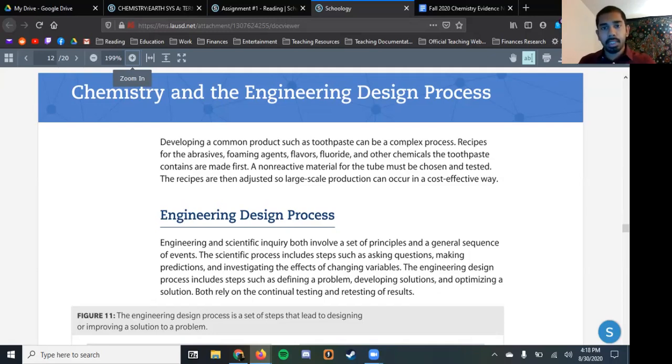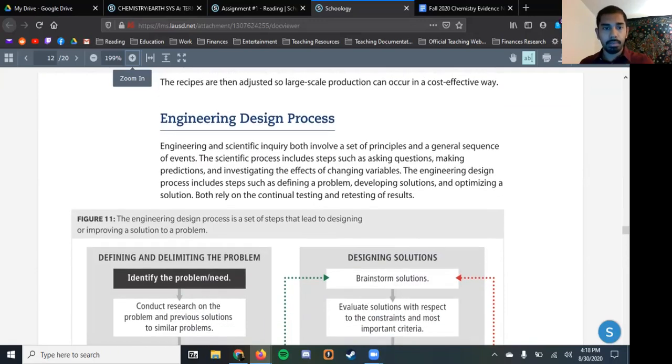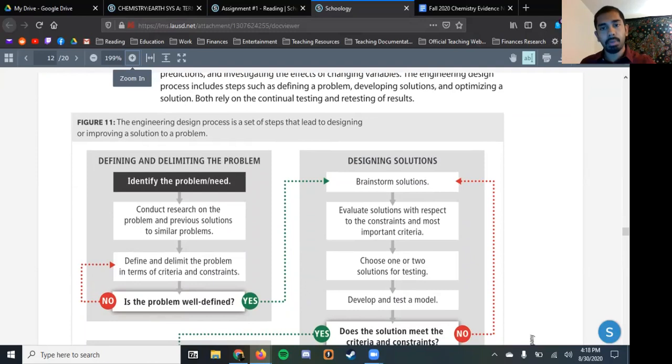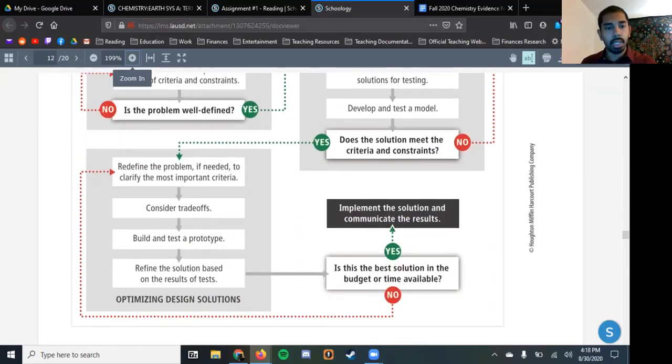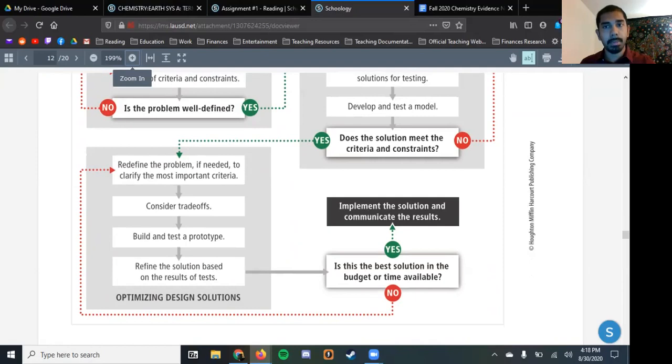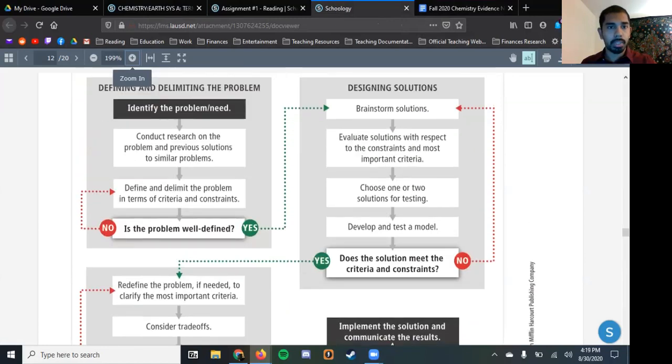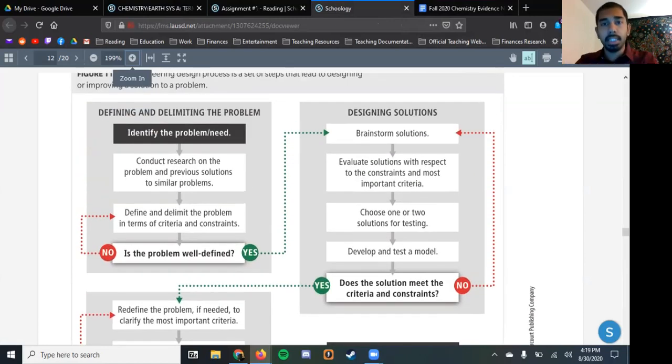For the engineering design process, we're talking about 3 different phases of the entire process. We have defining and delimiting the problem, we have designing solutions, and we have optimizing those design solutions. Now, what are the 3 main parts? Well, I just named them. But the thing you have to look at is summarizing them. I have them summarized here, and I'll go through about them. So to define and delimit a problem, to define a problem is to know what the problem is. You got to identify it. Fairly straightforward there. To delimit the problem, though, is where most people get caught up.